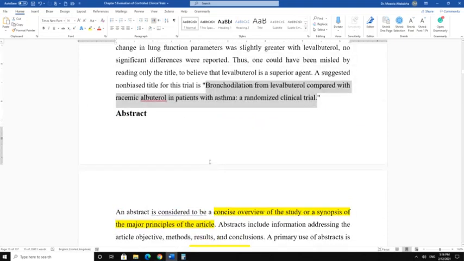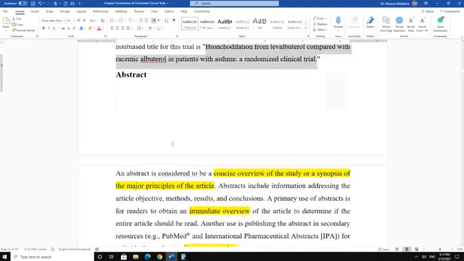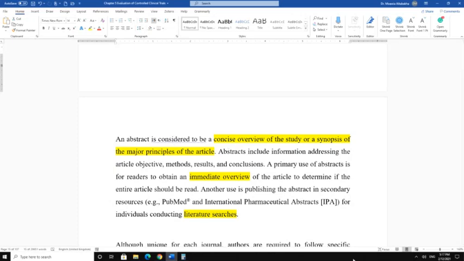Now, the second thing we need to assess is the abstract. The abstract is a summary of the study, of the project. Summary. What is the objective? What is the rationale? What is the method? What are the results? What is the discussion, etc.? Conclusion. So it talks about a summary of all these things, and it's very helpful for the reader to determine if the entire article should be read. Okay, I will read the abstract. If I like the article, if it's related to what I'm searching for or what I want, then I will read the whole article.